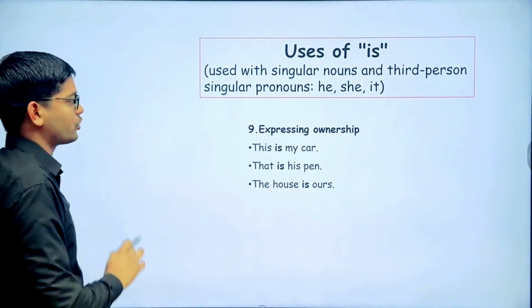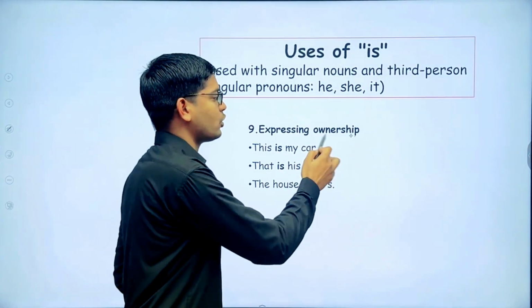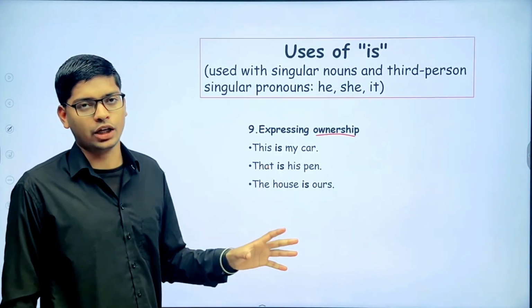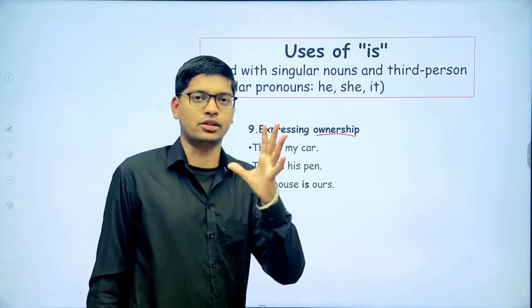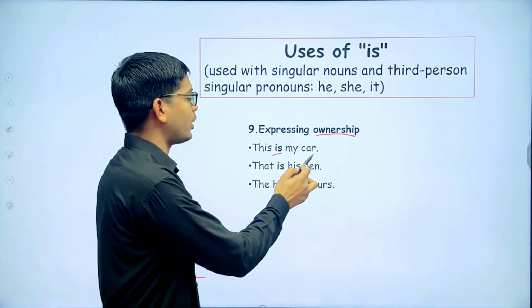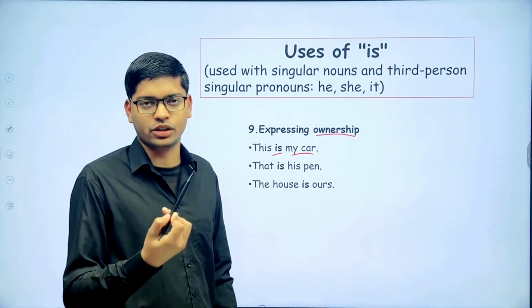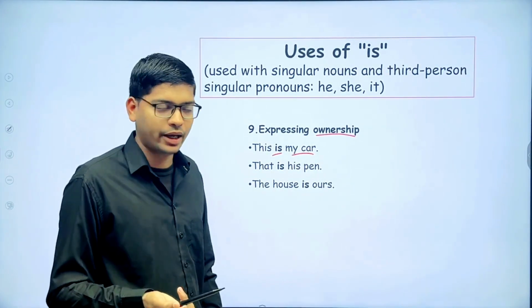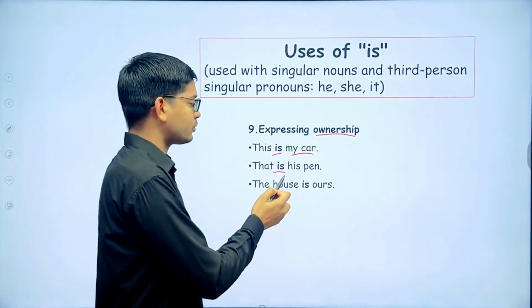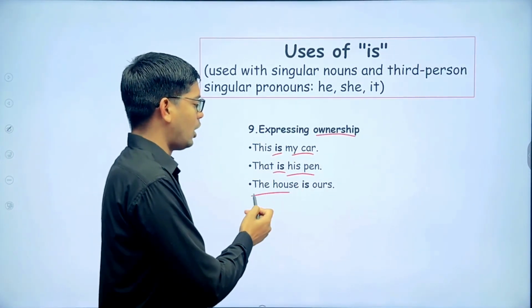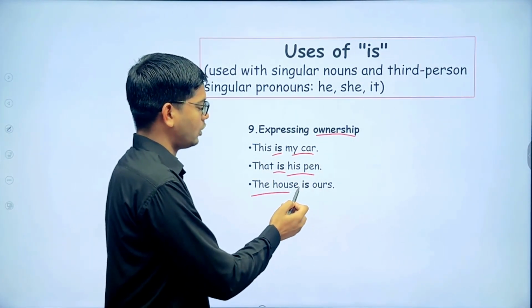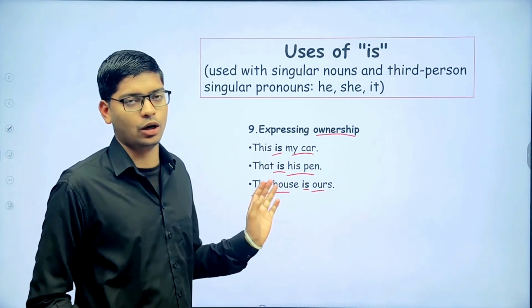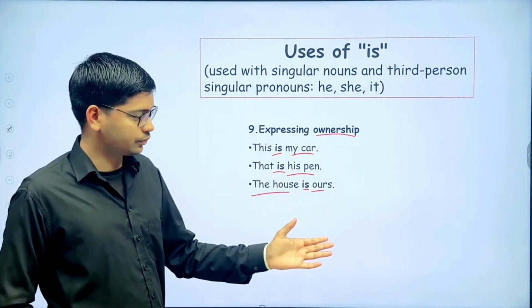Next use is expressing ownership. To express ownership you can use is. For example, this is my car. This is my pen. This is my bag. That is my pen. The house is ours.